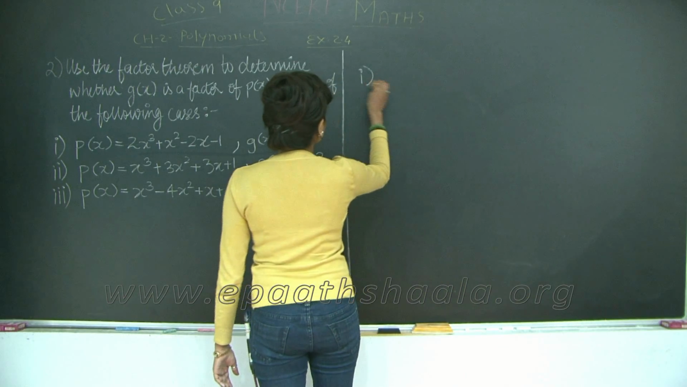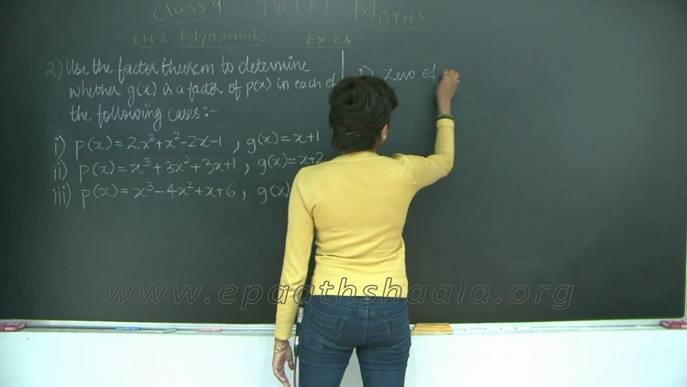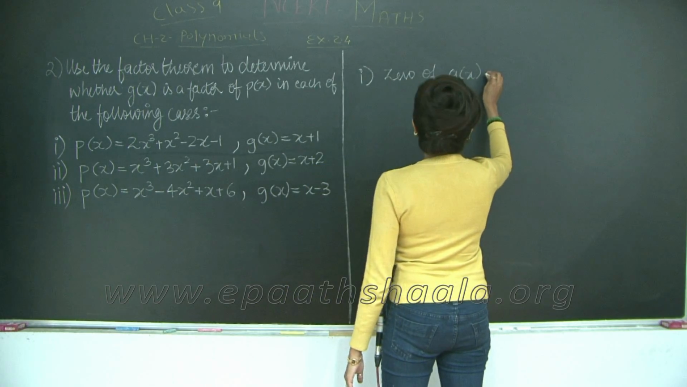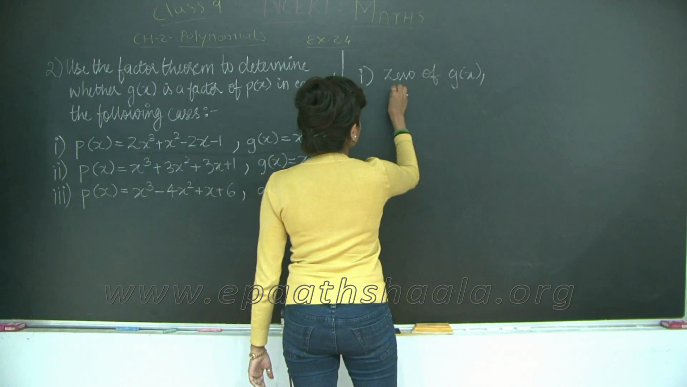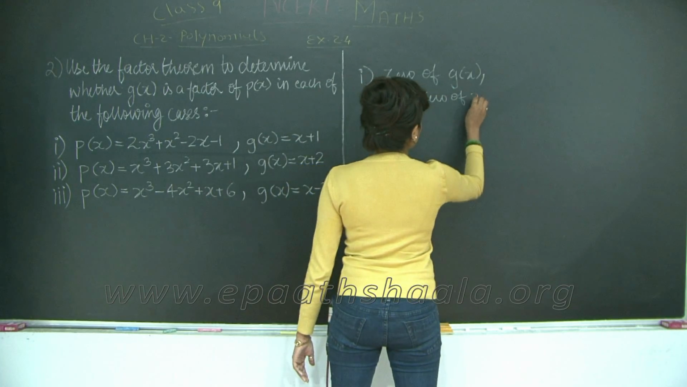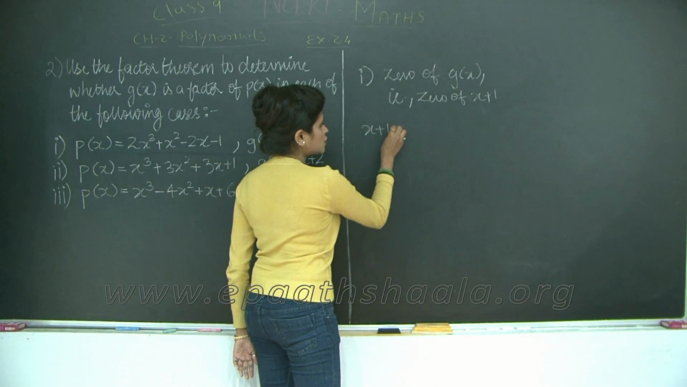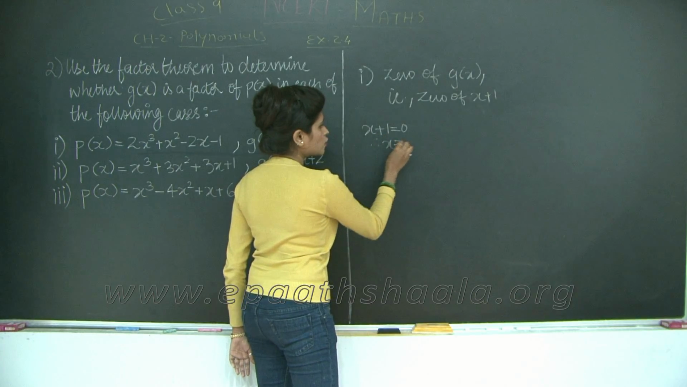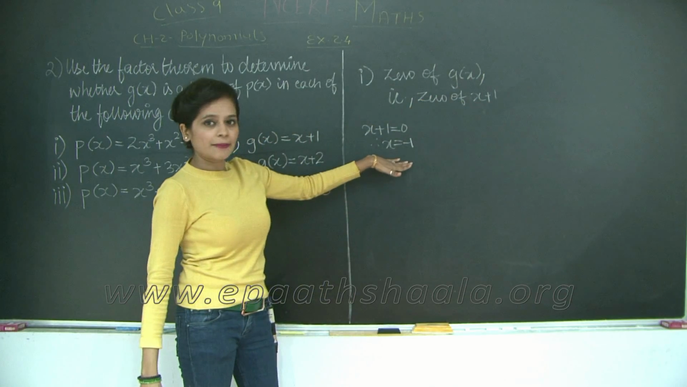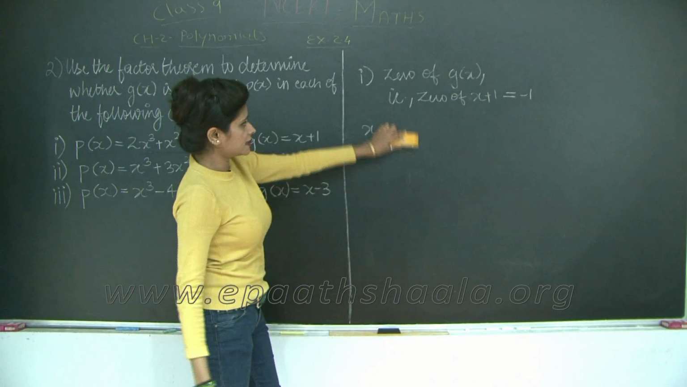The first one, 0 of g(x), that is, 0 of x plus 1. How are you going to find it out? x plus 1 is equal to 0, therefore x is equal to minus 1, right? So the 0 of x plus 1, that is the 0 of g(x), is minus 1, right? I am just erasing this section.